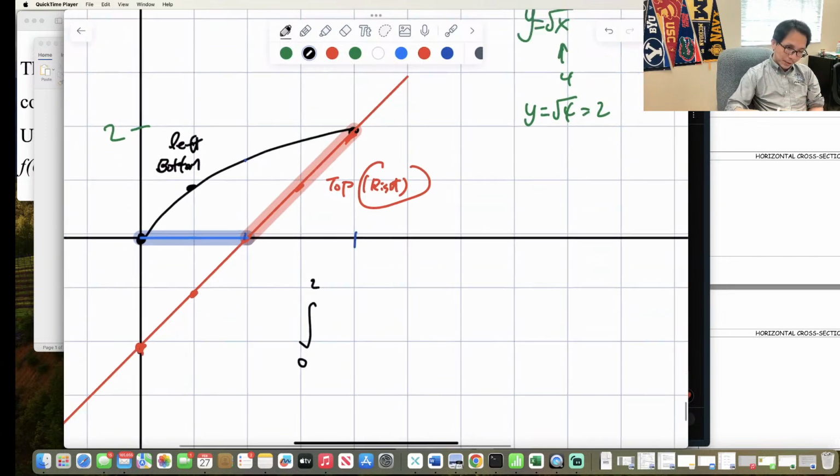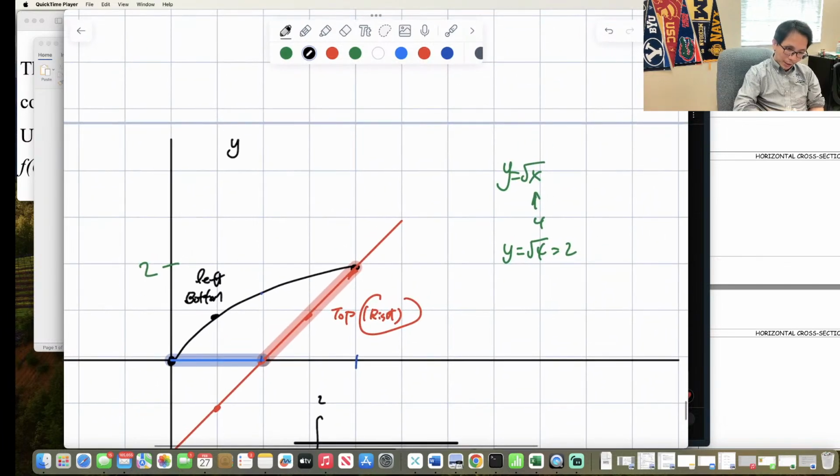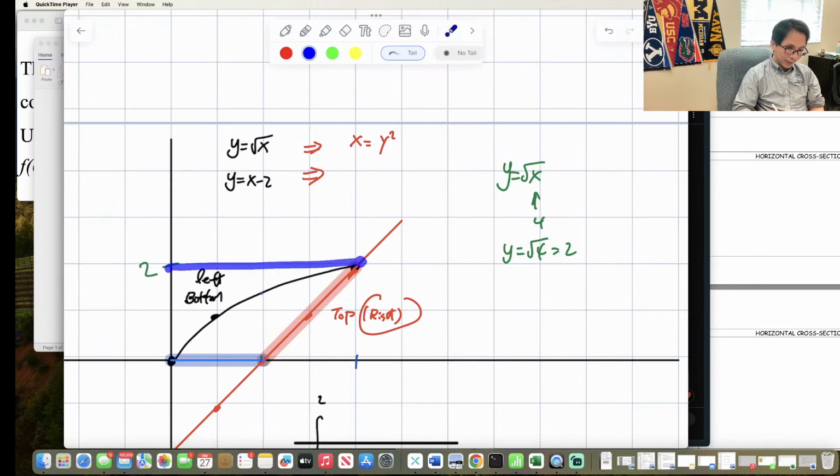Now, the functions are y equal to square root x and y is equal to x minus 2. I need to change these in terms of x equal to something. What is x equal to in this case? Y squared. If I square both sides, x equals y squared. And y squared is the distance from here to here. Think about when y is equal to 2. If y equals 2, it's going to be 4, because that's the distance from here to here. Is that okay?